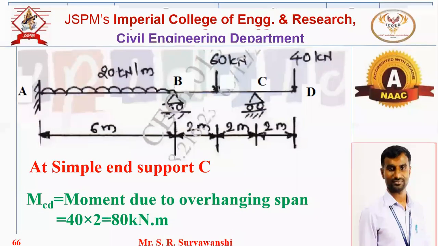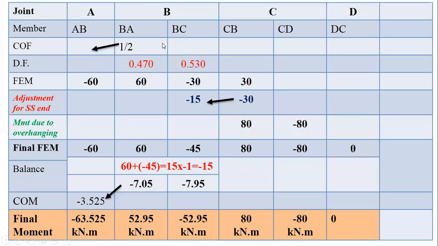Now next, and more important, the moment distribution table. The standard format is there: joint, member, carryover factor, distribution factor, and fixed end moment. These five columns we already know. So the joints here, the number of joints is 4: A, B, C, D.